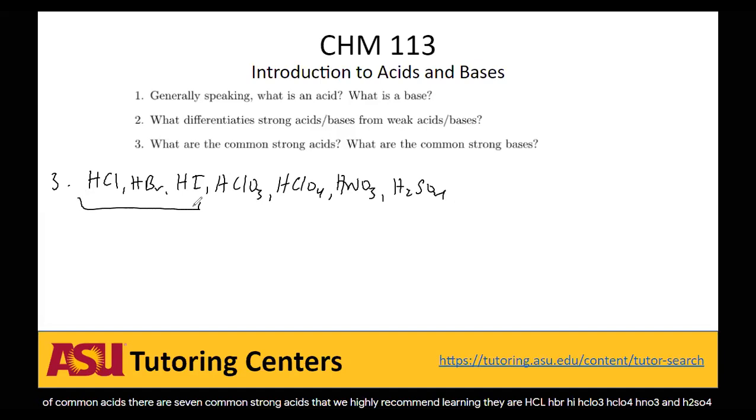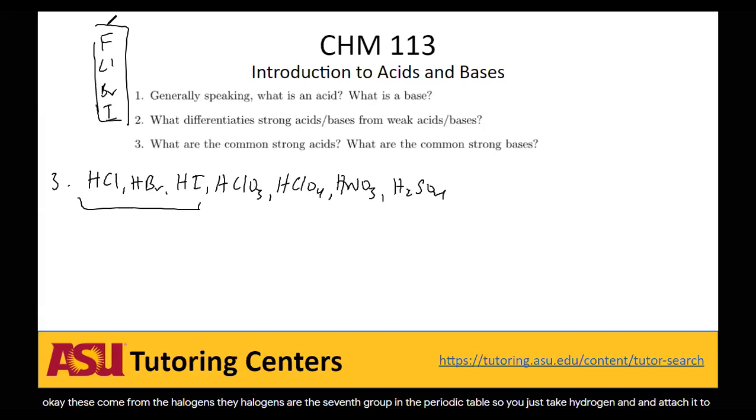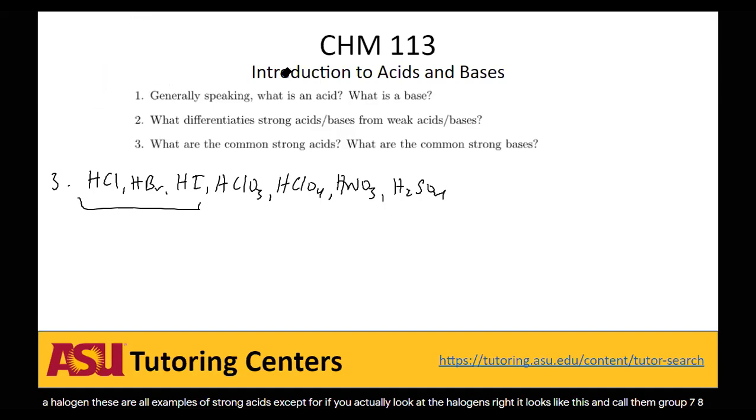Okay. These come from the halogens. The halogens are the 7th group in the periodic table. So you just take hydrogen and attach it to a halogen. These are all examples of strong acids, except for if you actually look at the halogens, right? It looks like this in column group 7A. Why is fluorine not included? HF, hydrofluoric acid, is actually a weak acid, which is really weird.